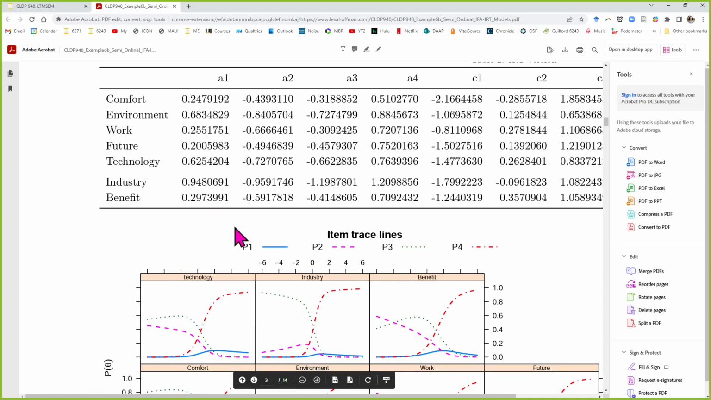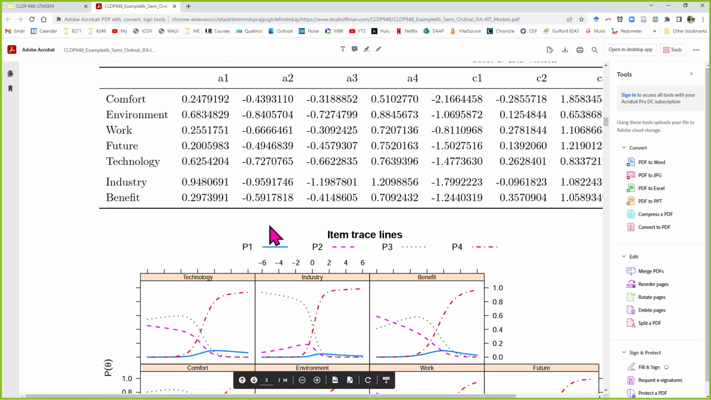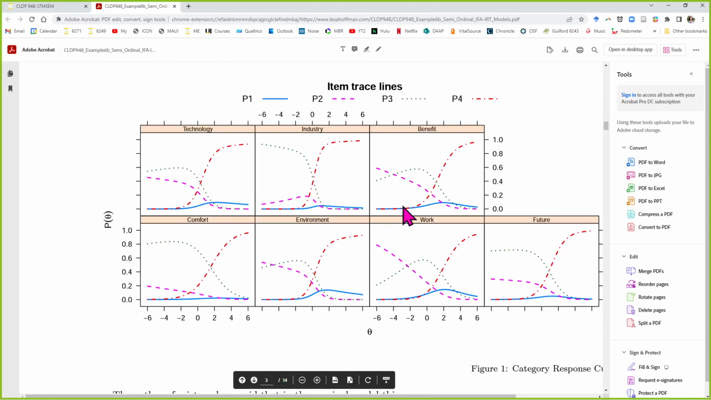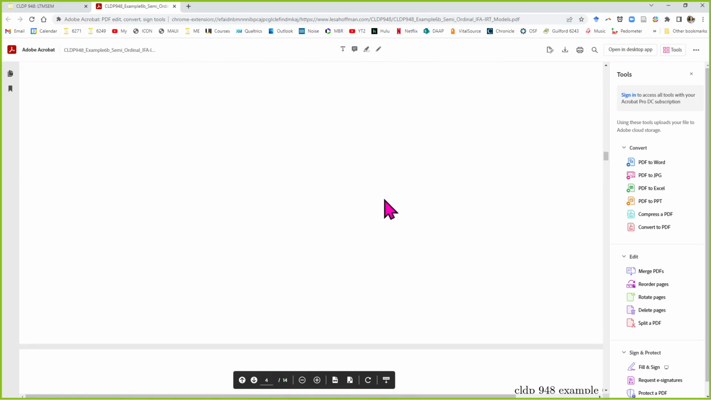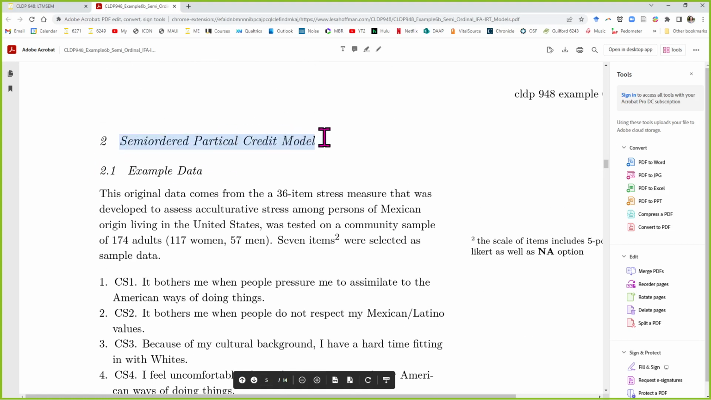So these are example data where there are different choices for things that people can prioritize, and what they picked. These are category response curves describing how that relates to some latent trait. The not applicable option is what it's called. That was the word I'm looking for.